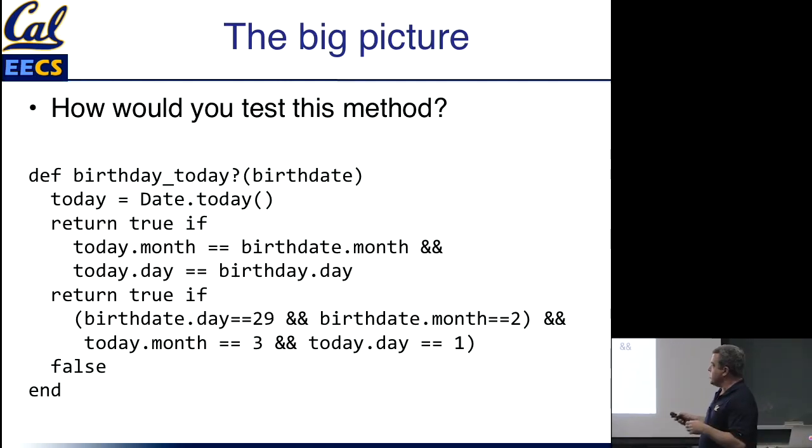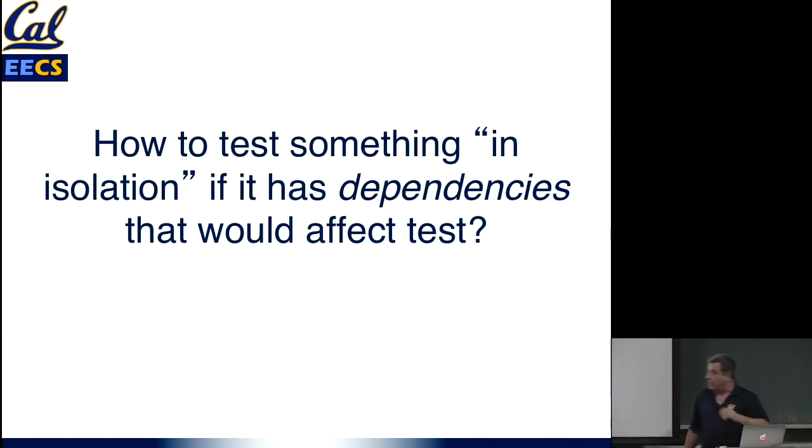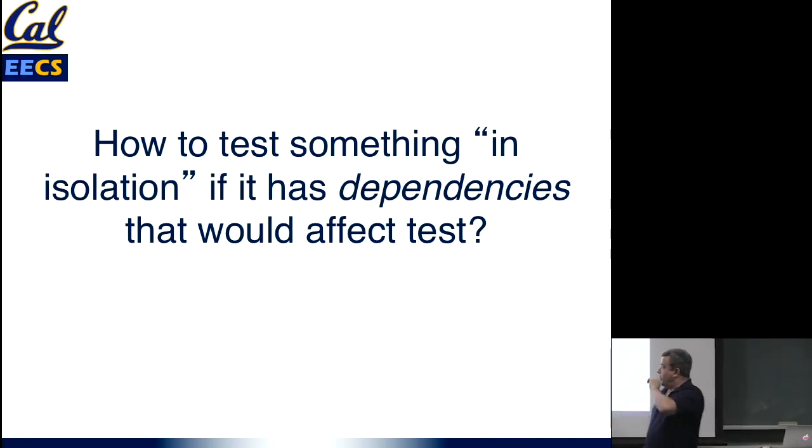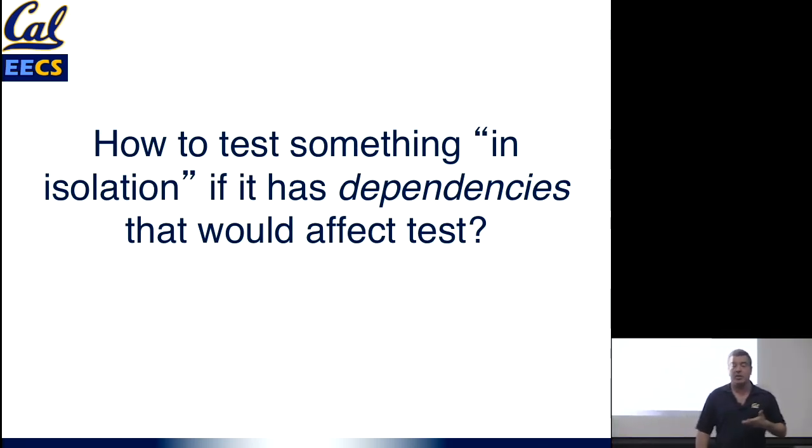But for now, let's deal with the one that came up first, which is how do you break the dependence of something like this on the date? Or in general, how do you test code in isolation if it has dependencies that would affect the test? In the example I gave just now, the dependency is a little bit weird because it's a dependency on what appears to be what the date is. But there are dependencies that are much more mundane and that you still have to deal with.